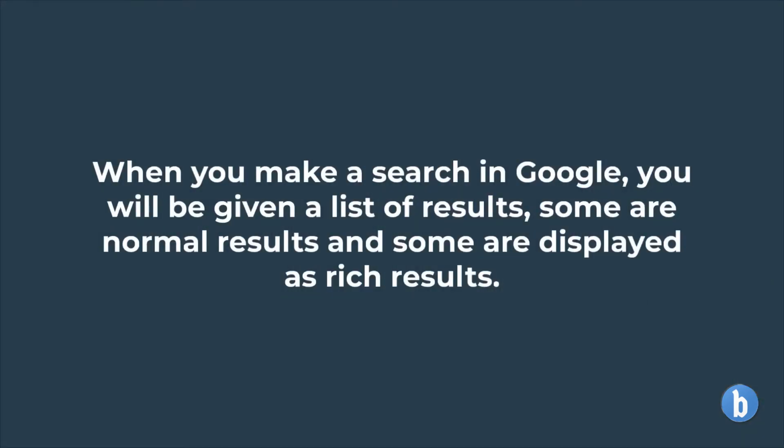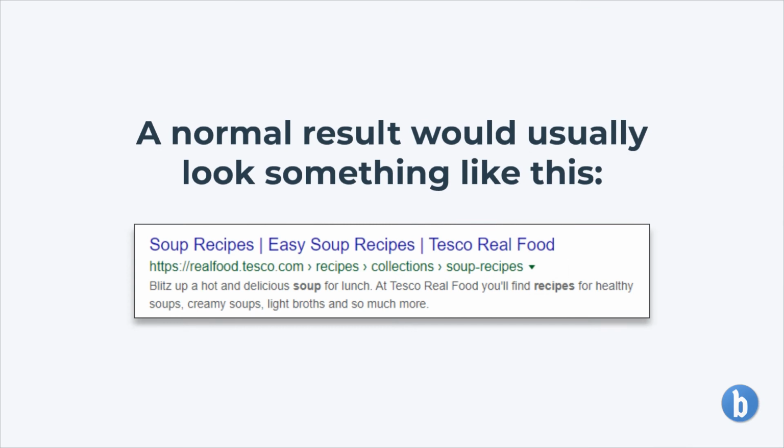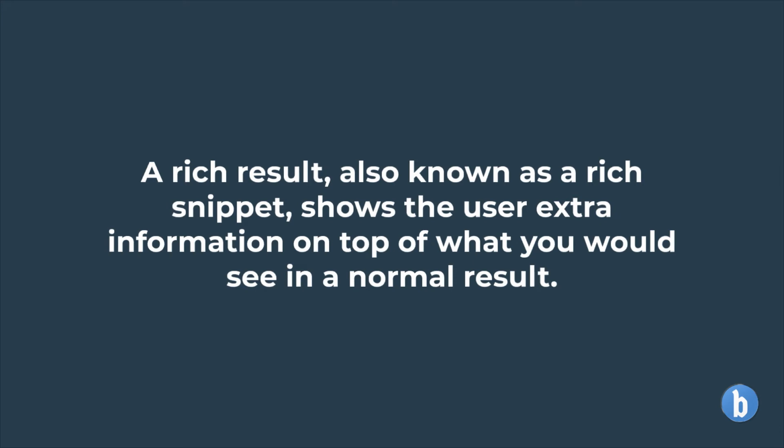When you make a search in Google, you'll be given a list of results. Some are normal results and some are displayed as rich results. A normal result would usually look something like this. The title is displayed in blue, the URL is green, and that's followed by a brief description of the web page. A rich result, also known as a rich snippet, shows the user extra information on top of what you would see in a normal result.